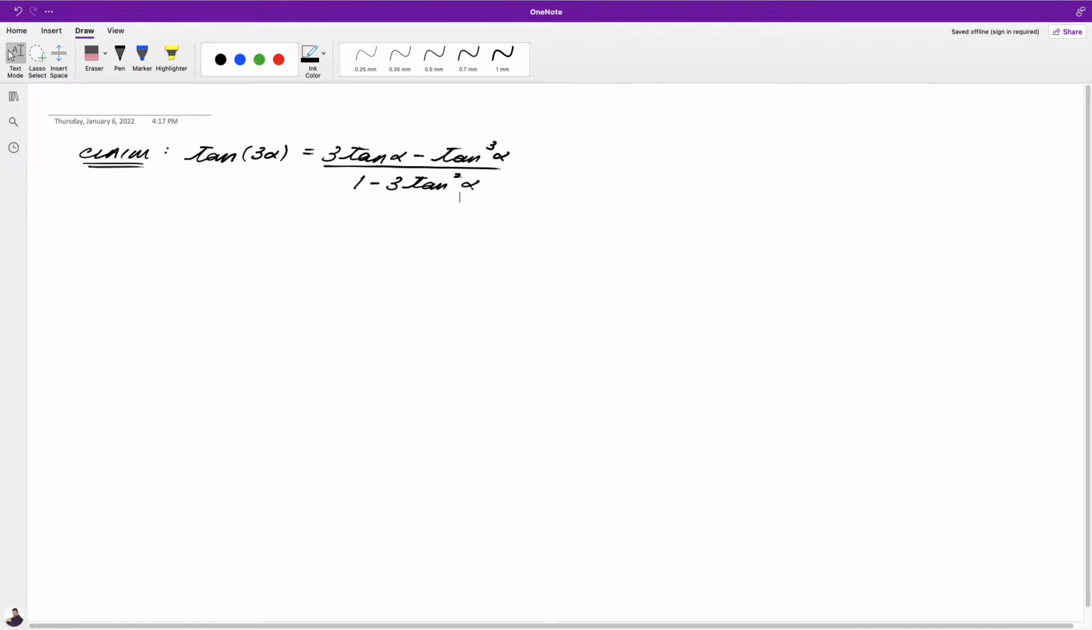So let's go ahead and proceed to prove this. Starting with, of course, tangent 3 alpha. Now, we can think about tangent 3 alpha as tangent of alpha plus 2 alpha, right? So let's maybe start by taking a look at that.